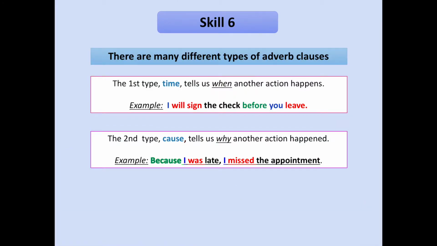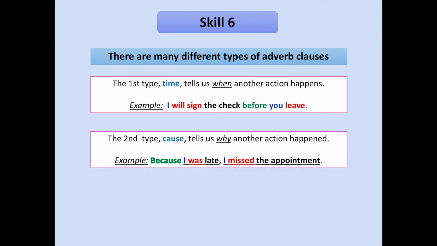There are many different types of adverb clauses. The first type, time, tells us when another action happens. Look at the example. I will sign the check before you leave. This clause, before you leave, tells us when the action of signing the check will happen.